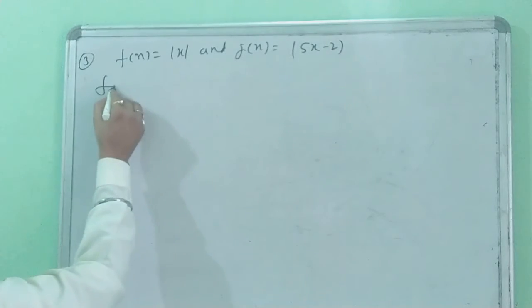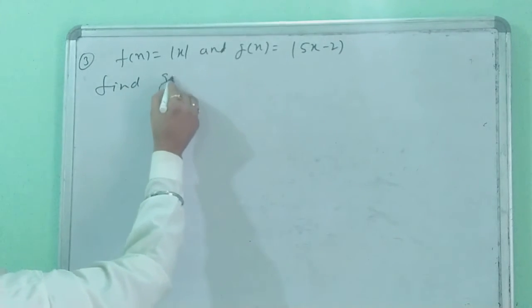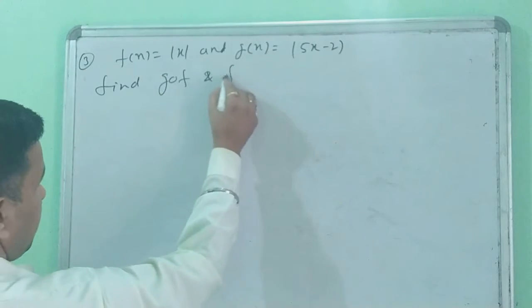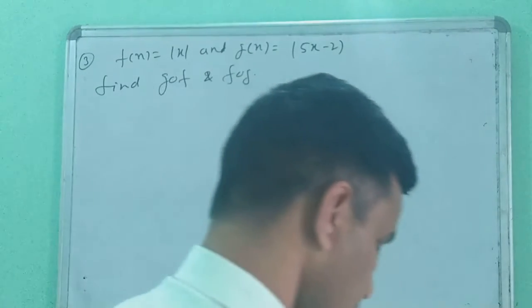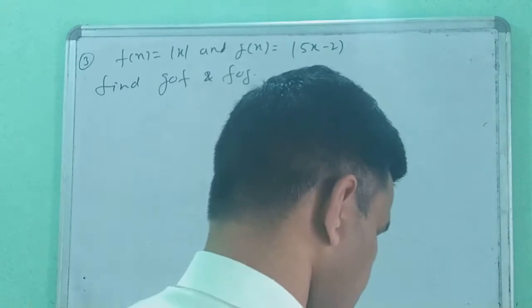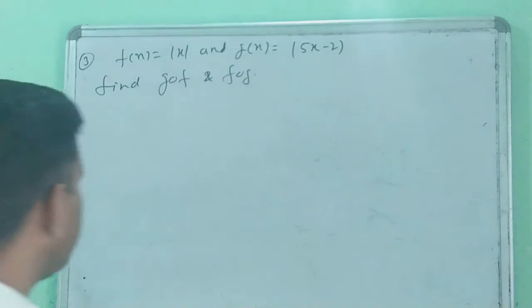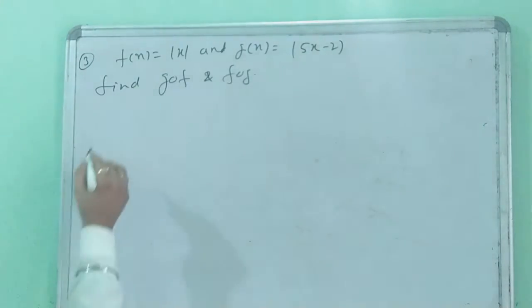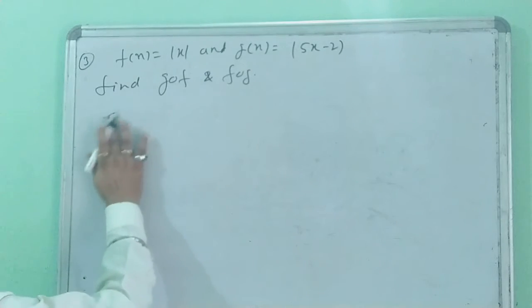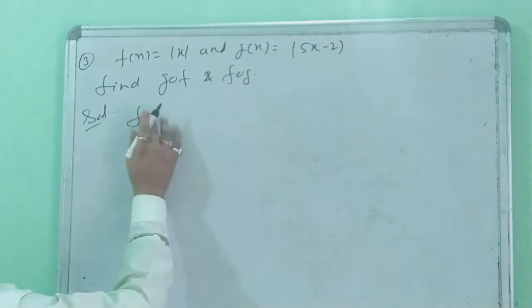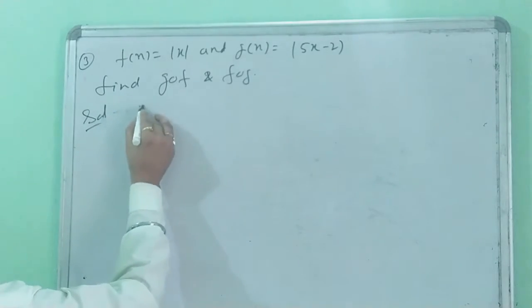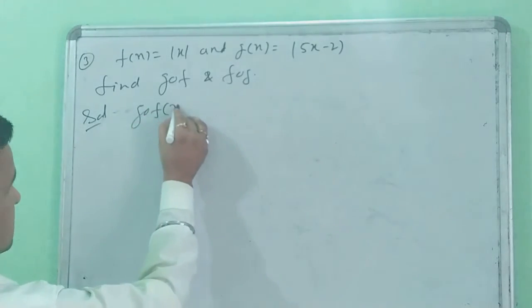What do you find here? You will find gof and fog, both of them. So how do you find it? The first thing you will find is the gof. Now start the solution. First you find gof(x).